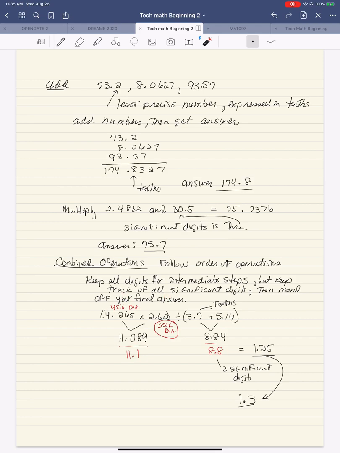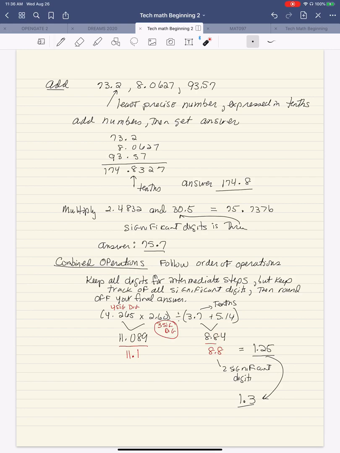So if I have 4.265 times 2.60 divided by parentheses 3.7 plus 5.14, this is multiplication, so I'm looking at significant digits. This has 4, this one has 3, so when I multiply it, it is only going to have 3, 11.1. This here is adding. This is a tenth. This is hundredths, so I'm using tenths. So I add it up and I get 8.8 when I keep that to tenths.